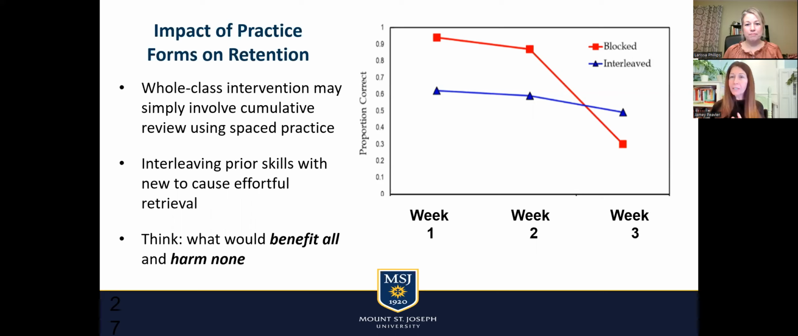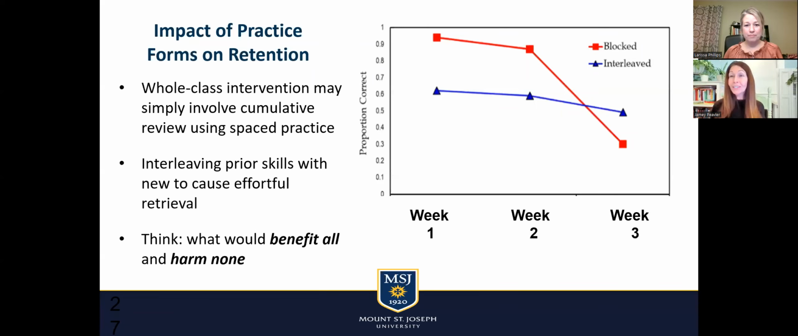But when the types of activities are varied and I have to stop and shift gears, my brain stops and it has to retrieve, wait, what am I doing? What's my process? And it seems counterproductive. It seems like, well, that's not what you want, right? We want our students to be so automatic. Actually, that's not what we want, because when we do things without thinking, we don't remember them.